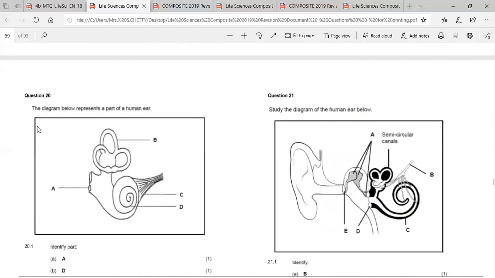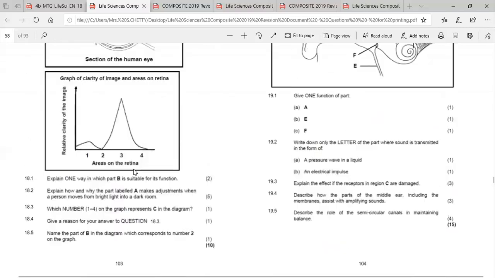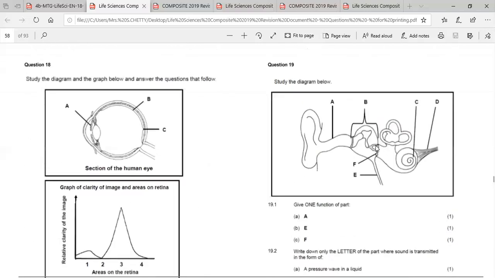Here we go, my darlings. Question 20 represents a part of a human ear. Now, which part is it? So let's look at this. And go back here. It represents this part here.